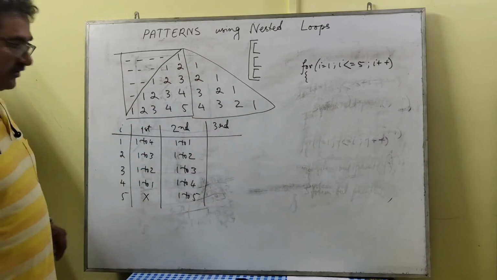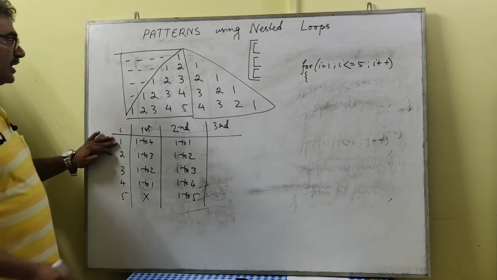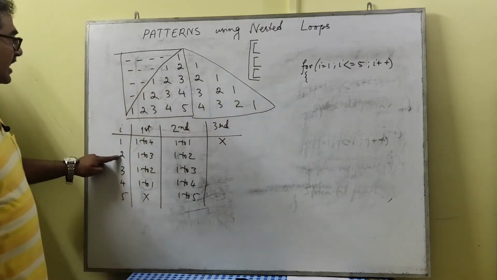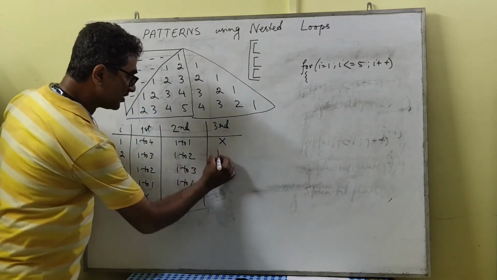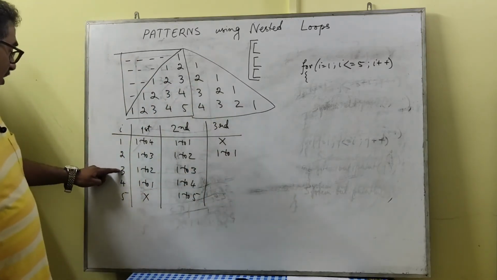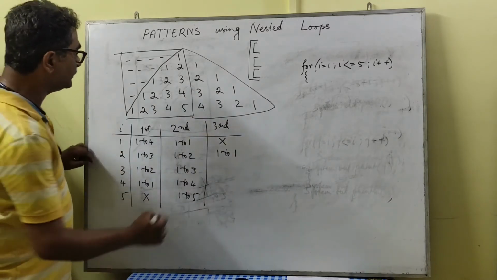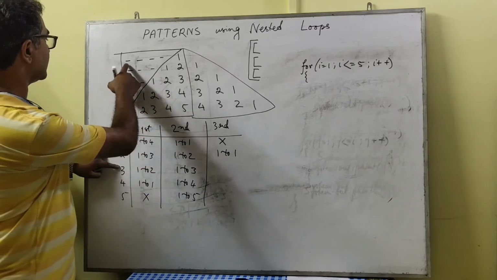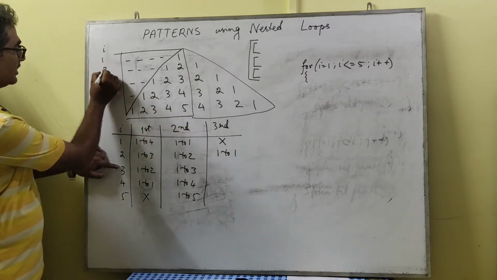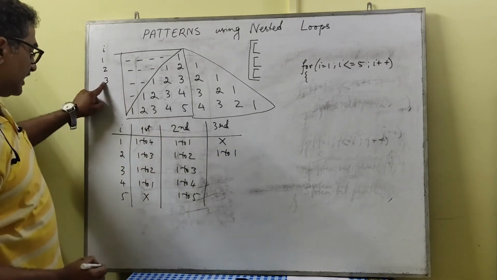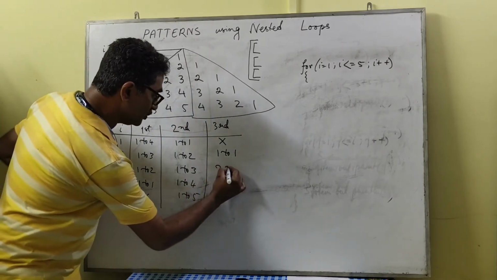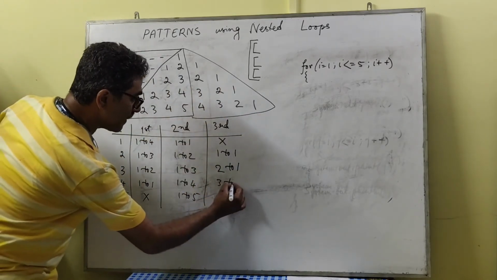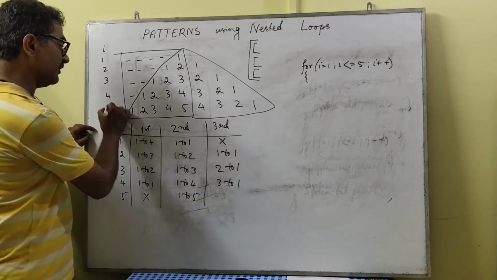Now let's go to the third half. When I is 1, nothing out here gets printed, so we'll put a cross. When I is 2, we just print 1, so we can tell it runs from 1 to 1. When I is 3, it runs from, no, here the value of I is 1, here the value of I is 2, here the value of I is 3. You need to be careful, it runs from 2 to 1. So 2 to 1. When I is 4, it runs from 3 to 1. When I is 5, it runs from 4 to 1.